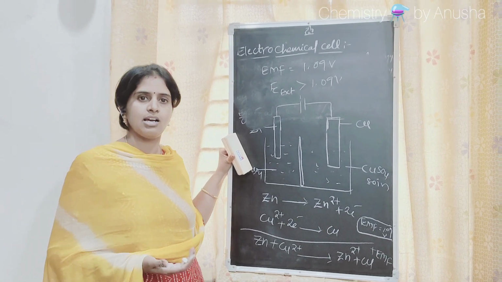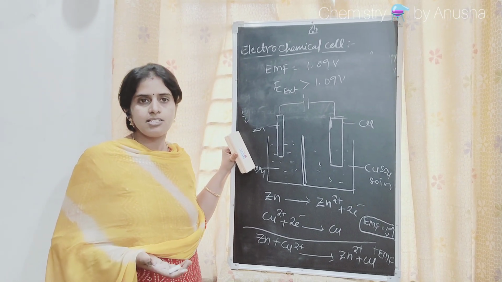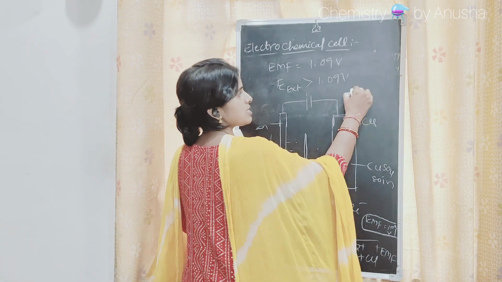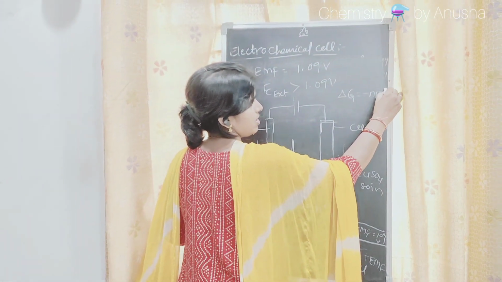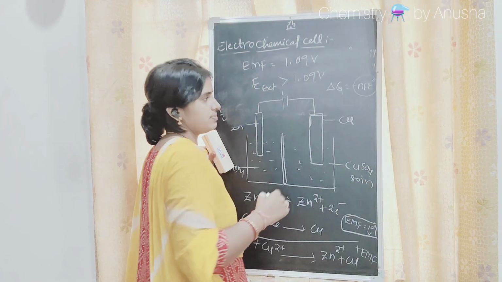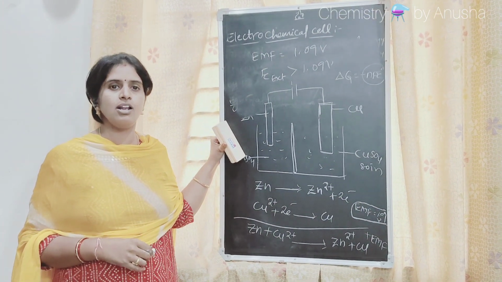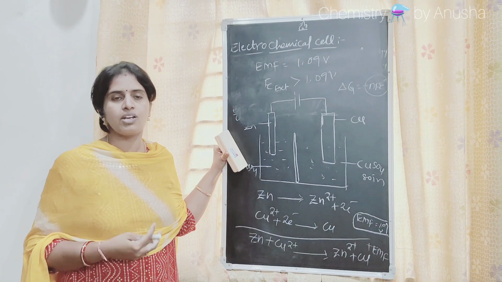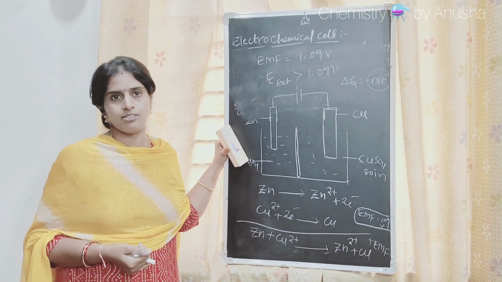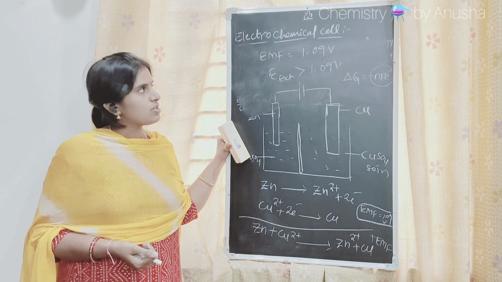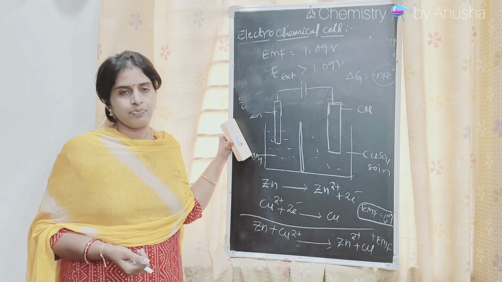Once again, if delta G is negative, delta G is equal to minus nFE. We know this expression, delta G is equal to minus nFE. So, by knowing the E naught, the electrode potential, whether delta G is negative, the reactions happening in the cell are spontaneous. So, this is about the electrochemical cell.